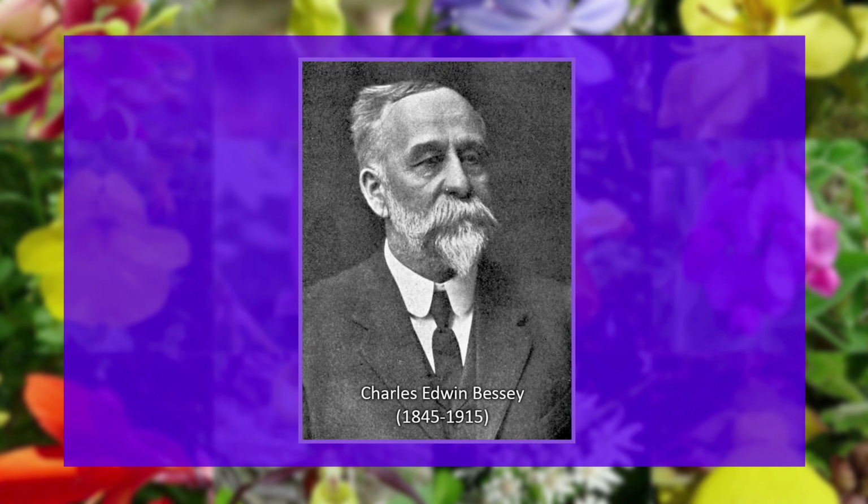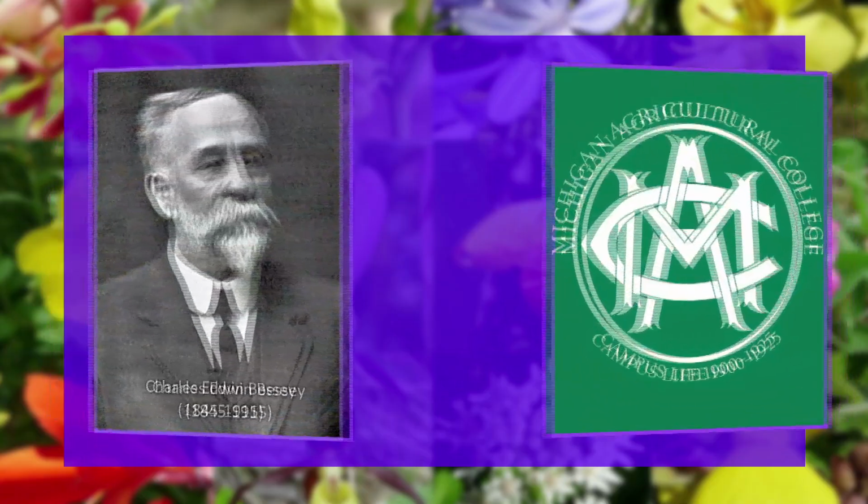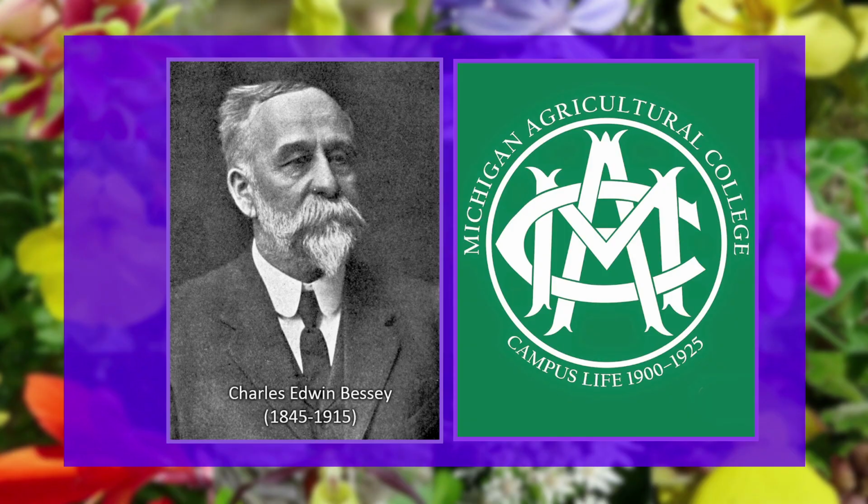Charles Edwin Bessey was a late 19th and early 20th century American botanist who developed a modern classification system for flowering plants. Born in Ohio in 1845, the son of a school teacher, Bessey was educated at home and in small rural schools. He was able to attend the Michigan Agricultural College, where he was introduced to botany.